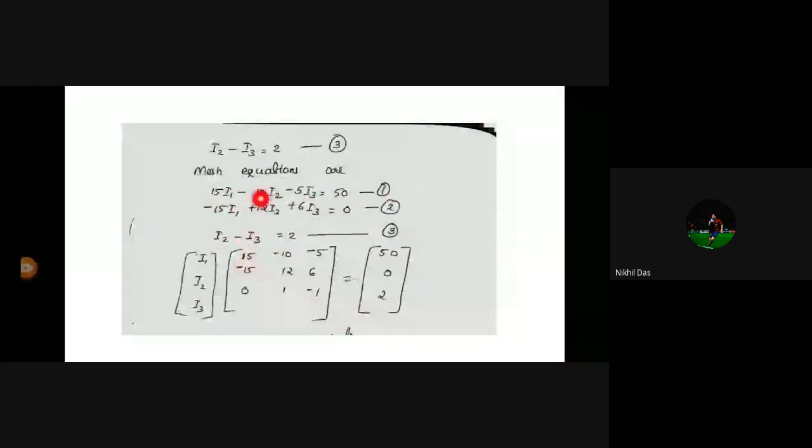Minus 10 is written here. Minus 5 is written here. Next is minus 15. Next is plus 12. Next is 6. So that you can write in the second row. And next is the third equation. In the third equation, you can write 0, 1, minus 1. So this is the third equation. You can write it in a matrix form.